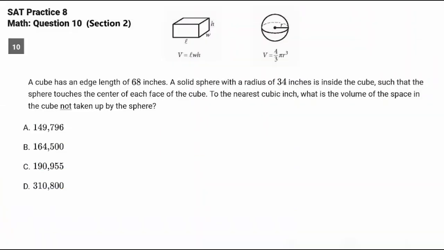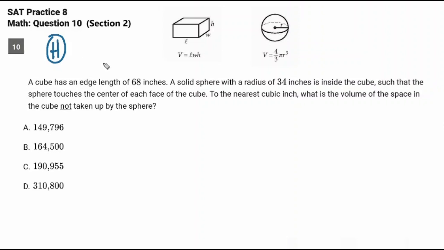We're on SAT Practice Test 8, Math Section 2. Welcome to question 10. Level of difficulty is, it's hard. It's really just hard because it's a sucky amount of work.